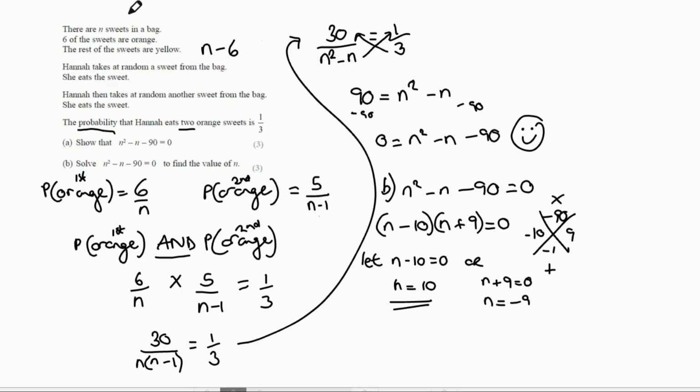Now, this question is a contextual question. So if we were just solving this quadratic, these would be two valid solutions. But because n is a quantity, the number of sweets, we're going to put a discard for this answer. N cannot be negative 9. N has got to be a positive quantity. So n is 10. There were 10 sweets in the bag to begin with.